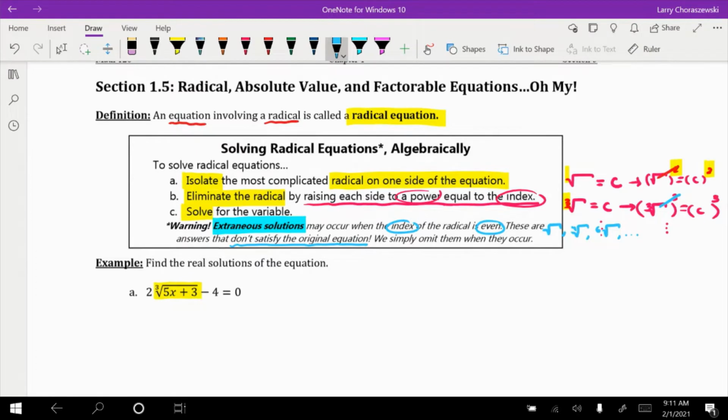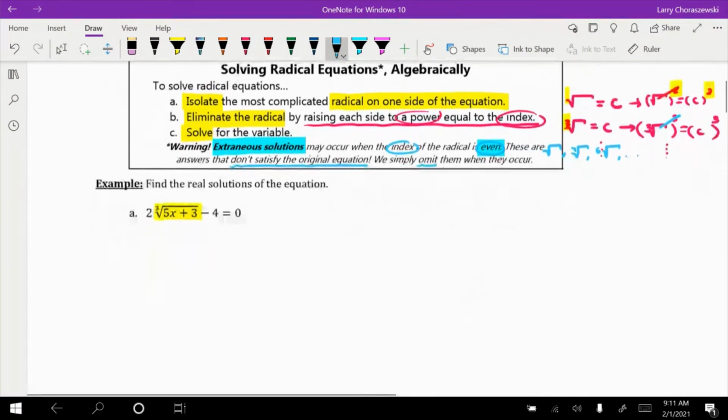And a lot of quadratic equations have multiple answers for x. Now, in some cases, one or more of those answers for x might not satisfy the original version of the equation, in which case it's one of these so-called extraneous solutions. But that only happens when the index is even and you get multiple answers. And if we get an extraneous solution, we just simply omit it from our final solution set.